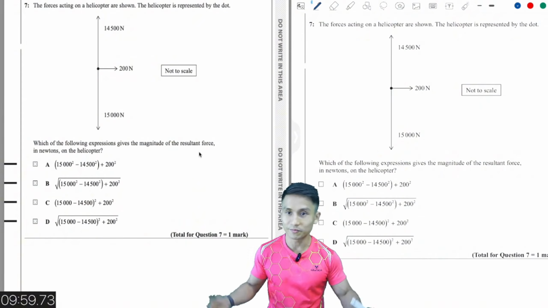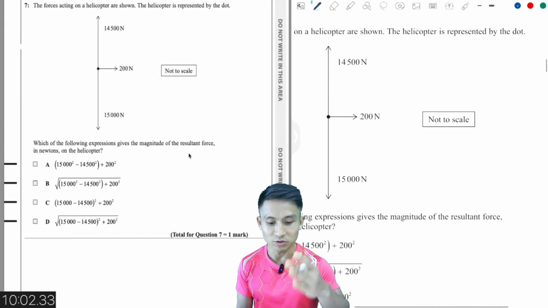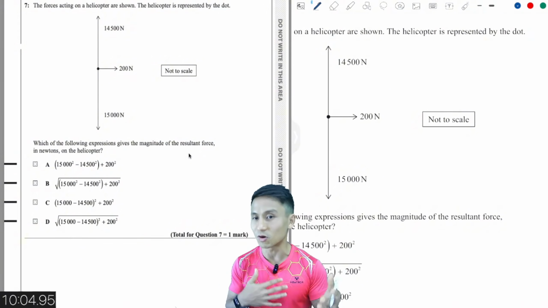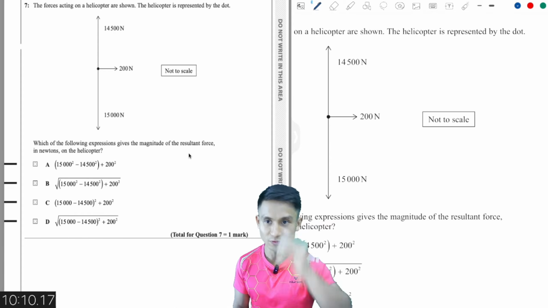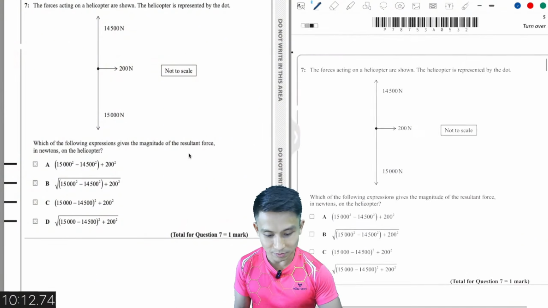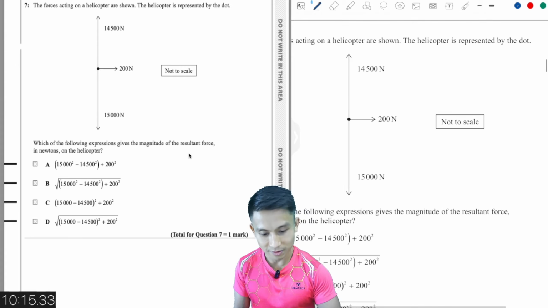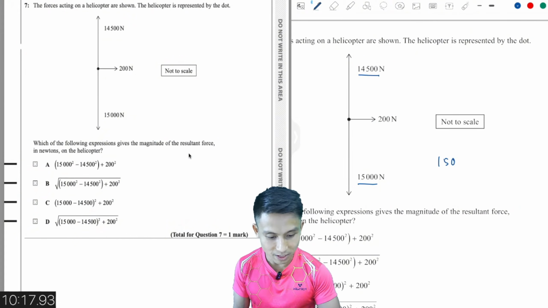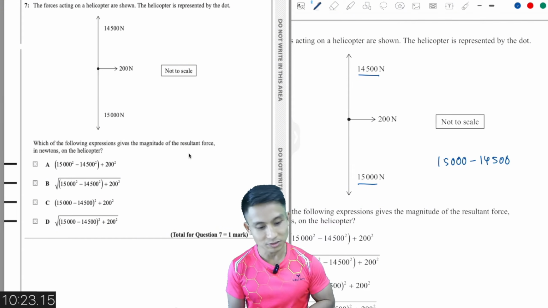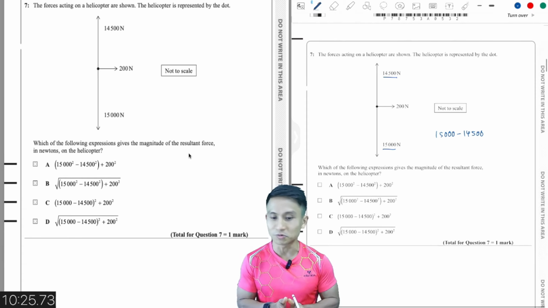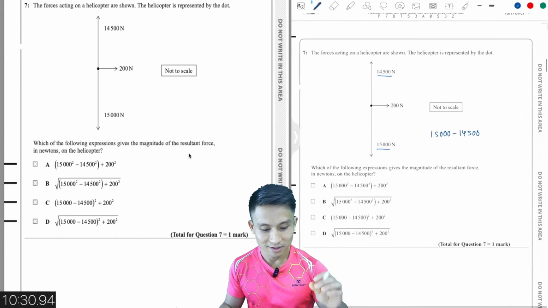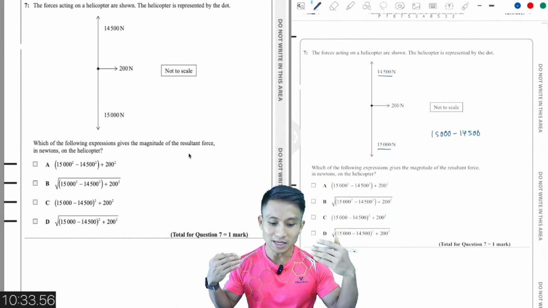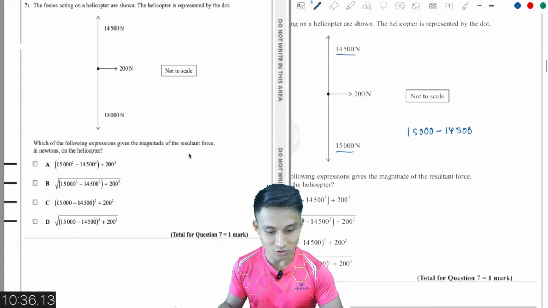In order to find the resultant force, you just sum up the vertical and the horizontal components first. Here we have 2 vertical forces, so we have to sum them up. That would be 15,000 minus that, because 15,000 is greater. Looking at the options, it doesn't require that you do the math totally. You just show the arithmetic that would give the answer.